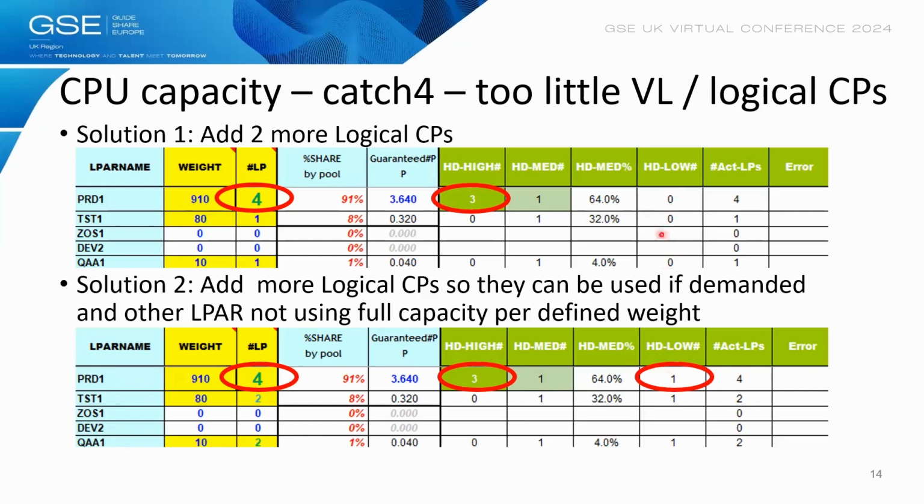In this configuration, it won't be possible, right? In this configuration, yes, it is. So basically, we should assign so many logical processors that we can match the weight, plus we should assign 1 or 2 vertical lows or additional logical processors, just in case we want to use the capacity of those low utilized LPARs, right?